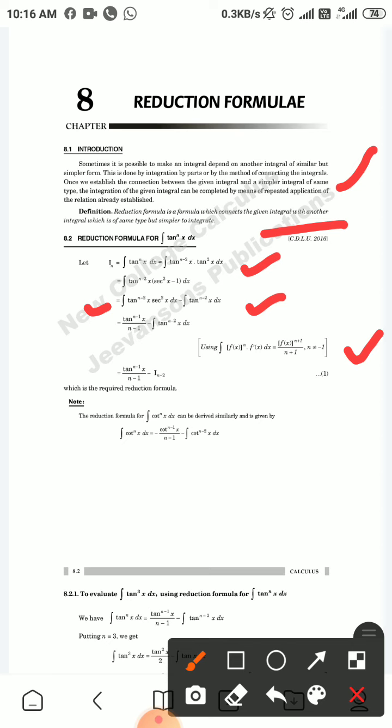As the integral is of same type, therefore this can be written as integral I n minus 2, that is I n becomes equal to tangent raised to power n minus 1 x divided by n minus 1 minus I n minus 2, marking this to be number 1. This is the required reduction formula.